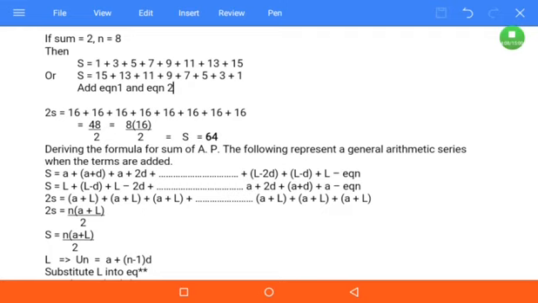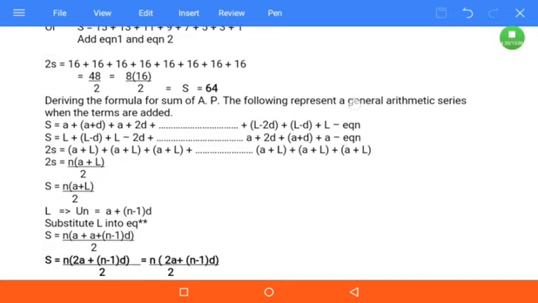Then we have that to get our S, we divide both sides by what? By 2. So our S will stand alone. Therefore, our S will be what? 128 over 2, because 16 times 8 will give us 128, over 2. We have S will be what? 64.